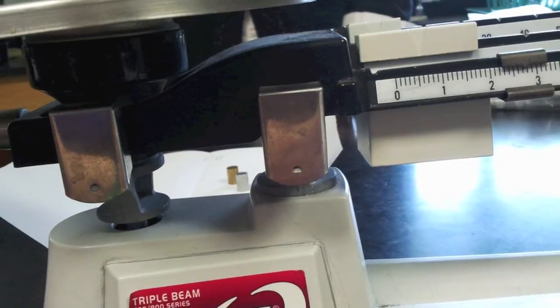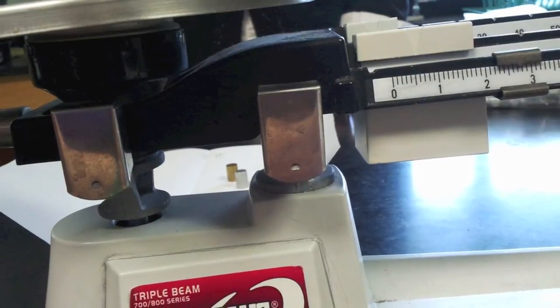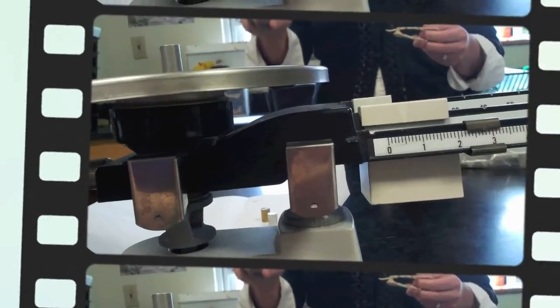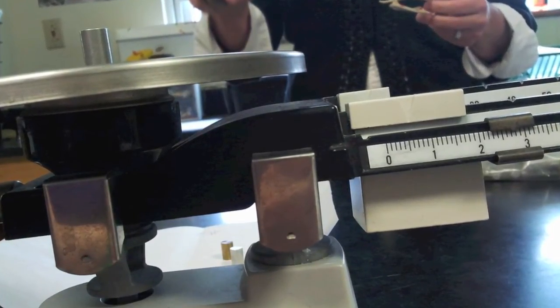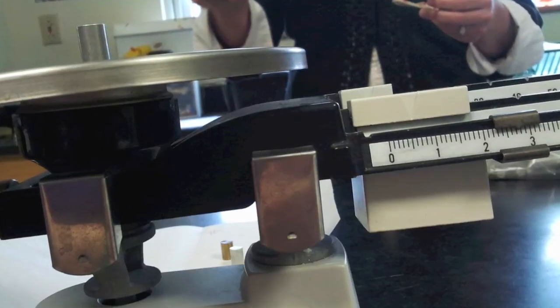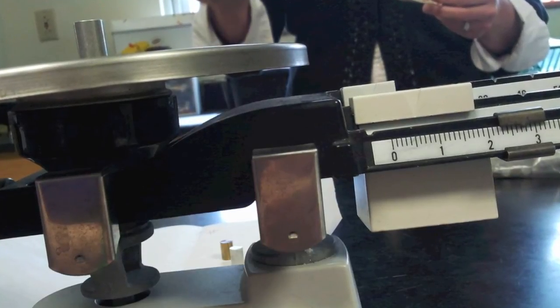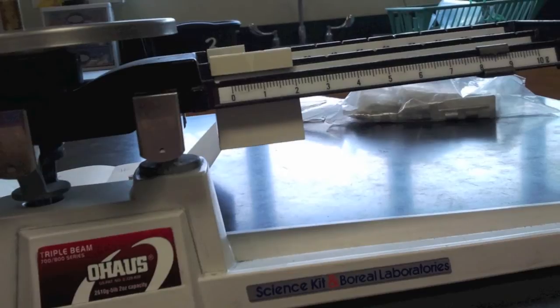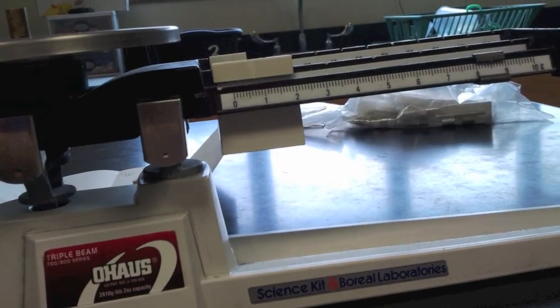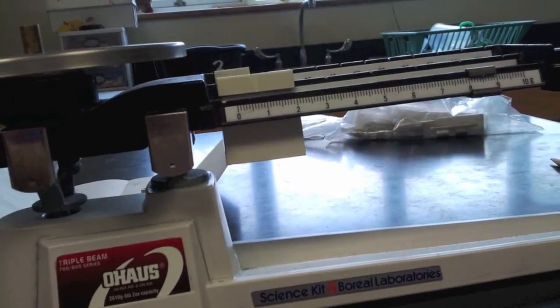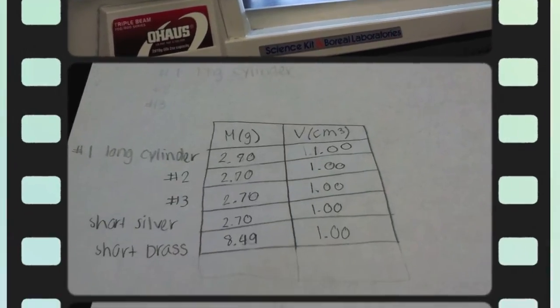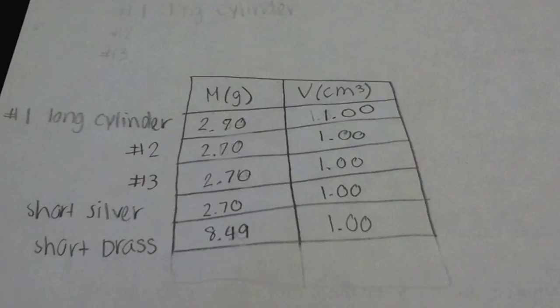So again, we're just continuing to find the mass and the volume of each of the rods and record the data. In just a second, we're going to get to the data sheet. If it seems to move too fast, you might want to just pause the lab.